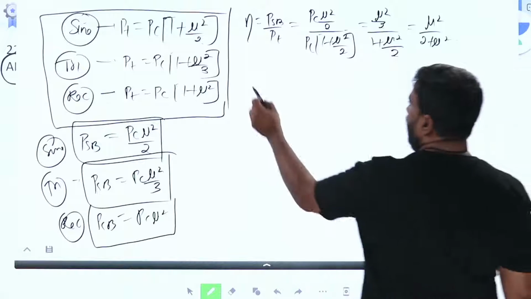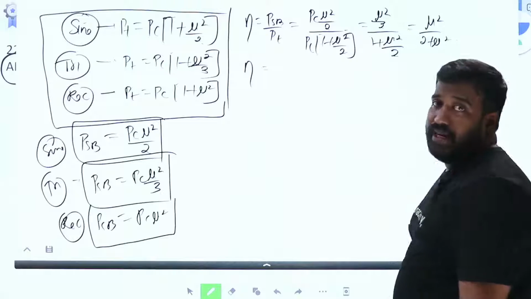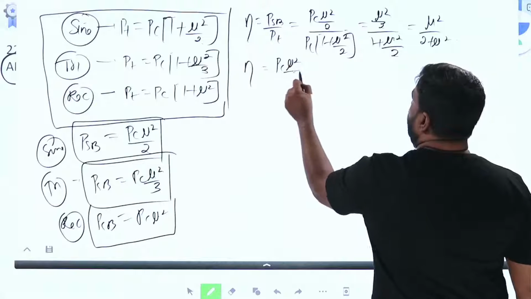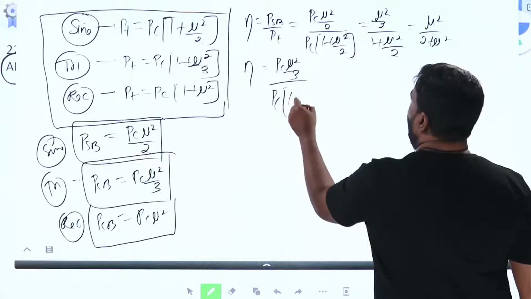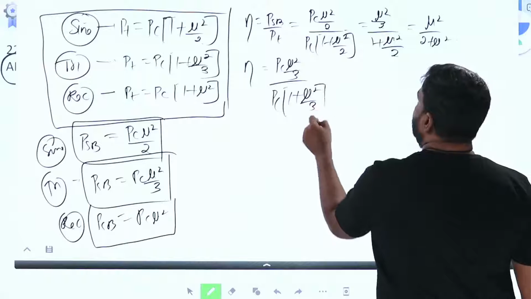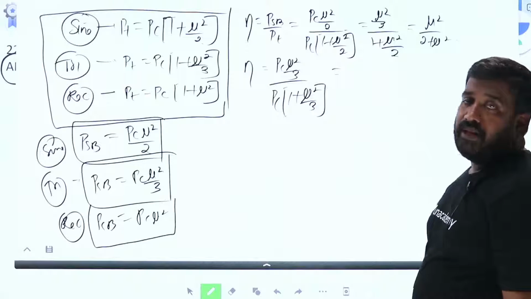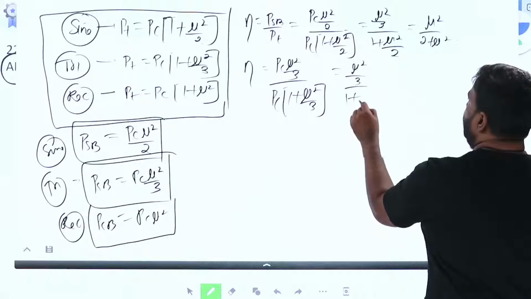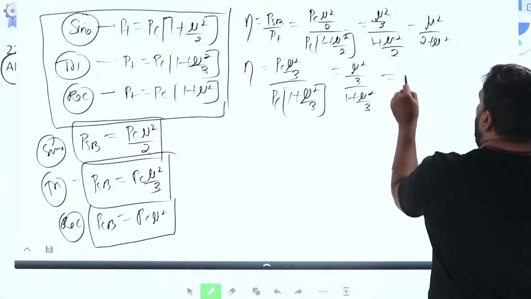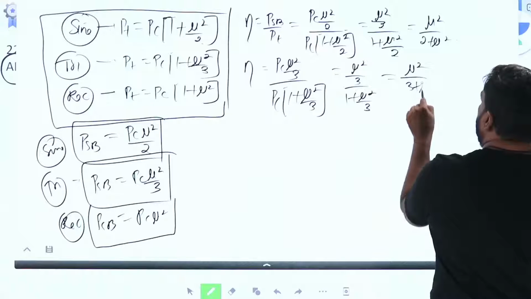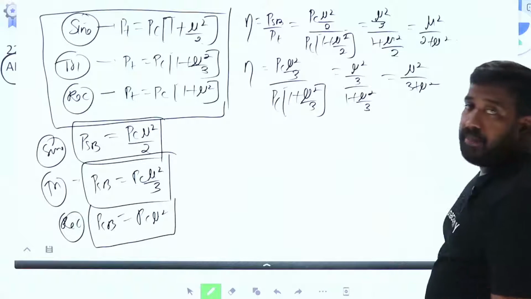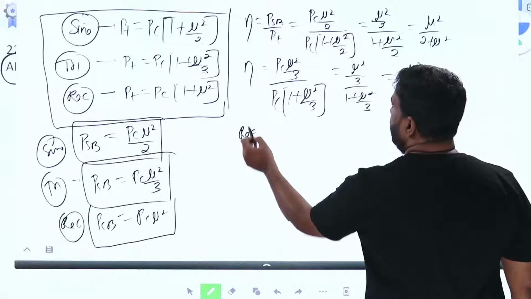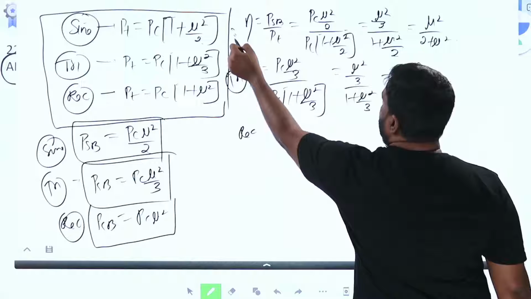Similarly, if you calculate it for the triangular input, sideband power by total power, sideband power is Pc into mu square by 3, total power is Pc into 1 plus mu square by 3. Cancelling out Pc, solving this you get mu square by 3 by 1 plus mu square by 3. Solving this you get mu square by 3 plus mu square. This is for triangular input. This is for sinusoidal input.